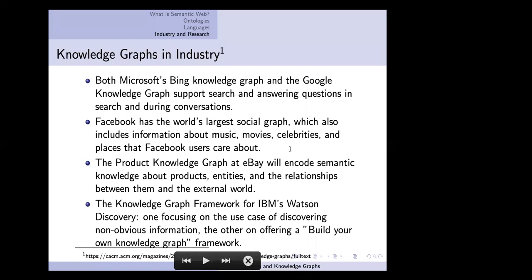We also know that Facebook, for example, has the world's largest social graph that covers all the information that they gather from users. But also eBay is working on product knowledge graphs, which is pretty interesting. So they're trying to make connections between similar types of products. I guess Amazon as well, and they just didn't make it public yet, how they do it and what exactly they're doing. But also IBM's Watson Discovery has a huge knowledge graph framework behind it as well.